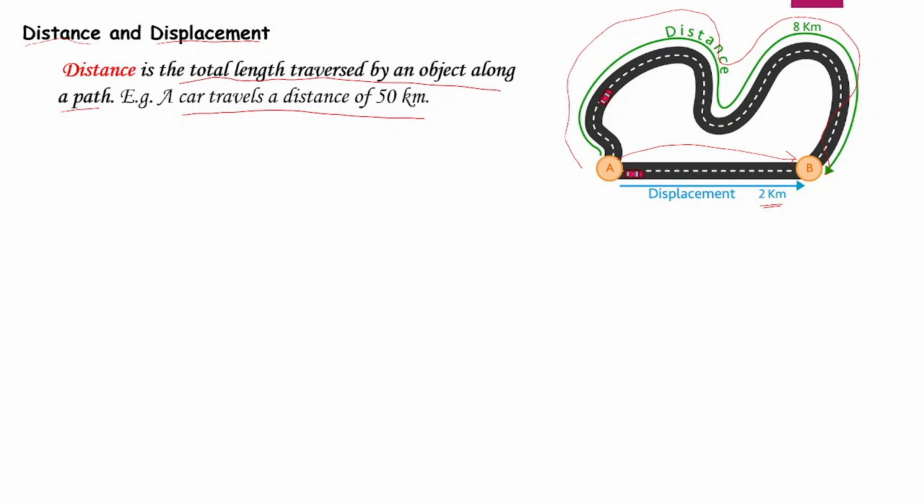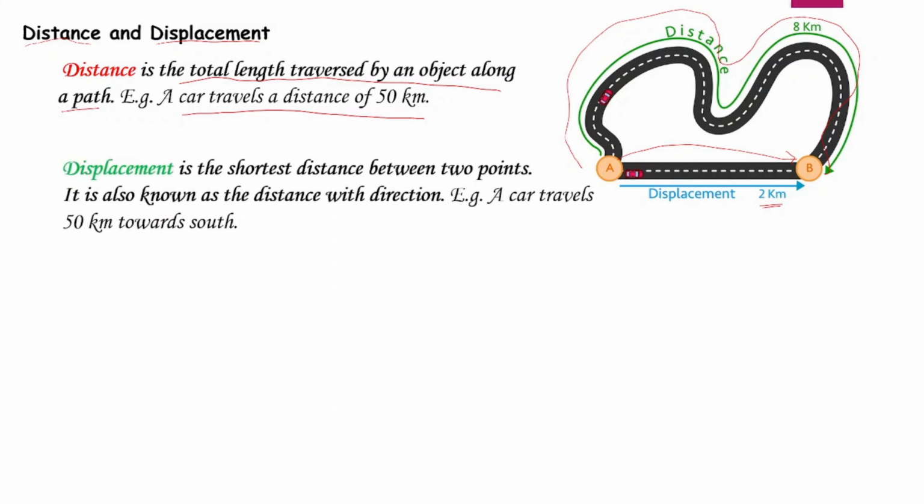Then we say that distance is the total length traversed by an object along a path. Okay, displacement. Displacement is the shortest distance between 2 points. A to B, it can be gone like this, or A to B directly in a straight road. So displacement is the shortest distance between two places or 2 points.